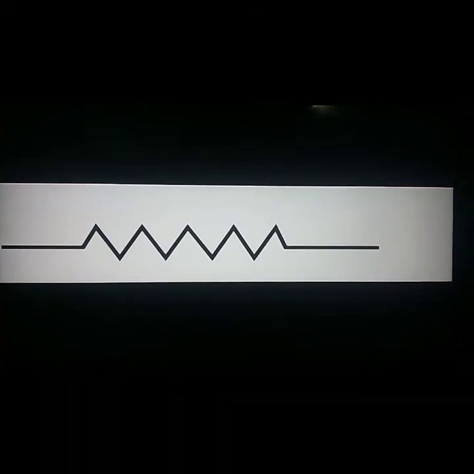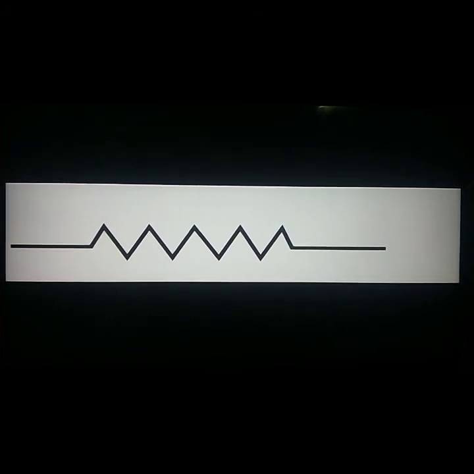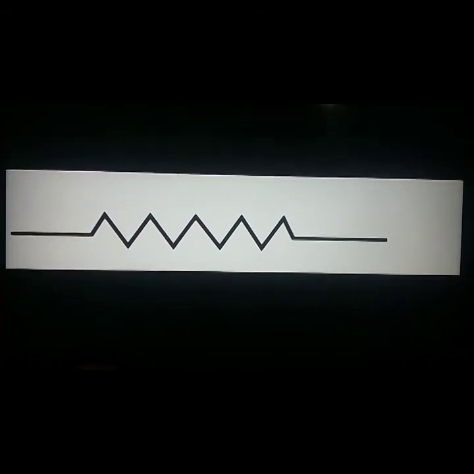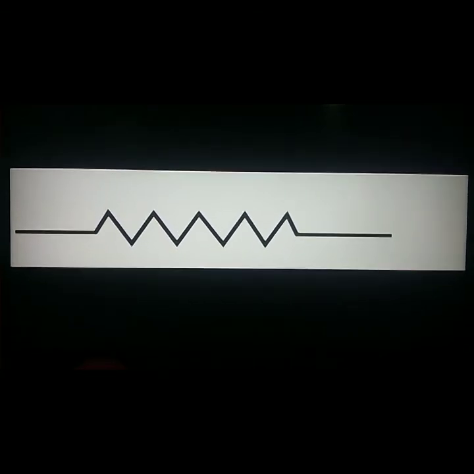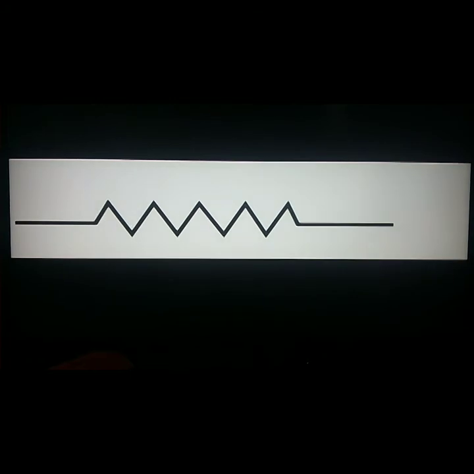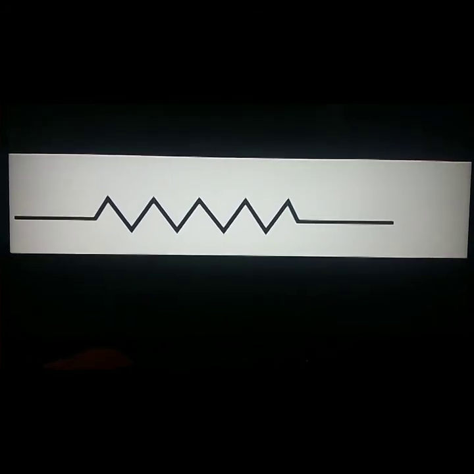This is the symbol of a resistor. That means a resistor of some resistance, like 1 ohm, 2 ohms, 3 ohms, 4 ohms, 6 ohms, 8 ohms, 12 ohms, any ohms. It should have only one resistance, and that is called a resistance.